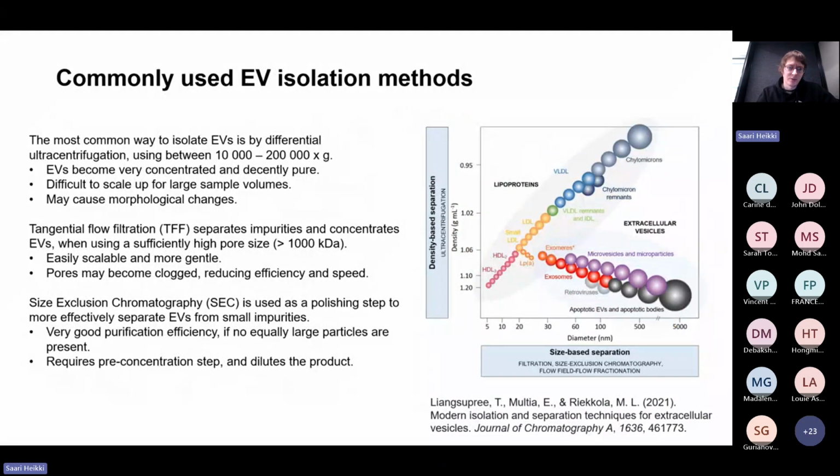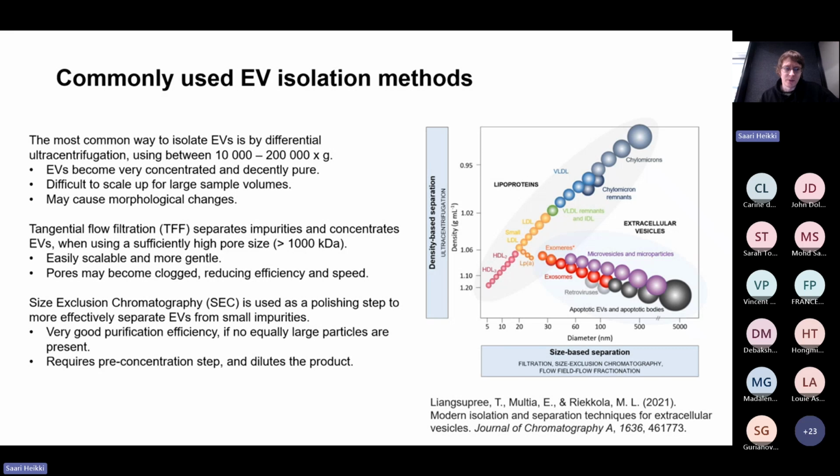So, to isolate EVs, there are several methods available. Most common way people use is differential ultracentrifugation, because EVs are relatively large particles. You can sediment them with an ultracentrifuge, and this is a very simple way producing very concentrated, decently purified samples. It's not very scalable. You would need quite large or many ultracentrifuges to process a large sample volume, and also the sedimentation may cause morphological changes.